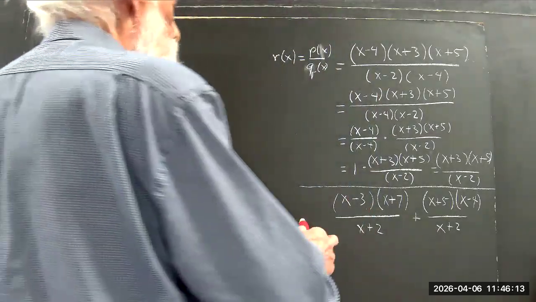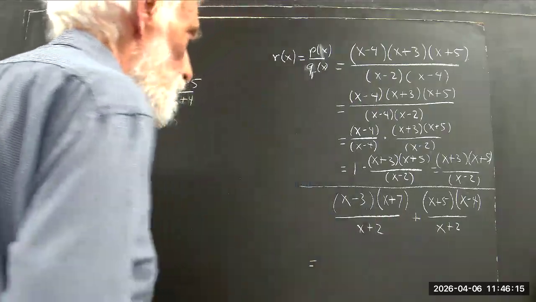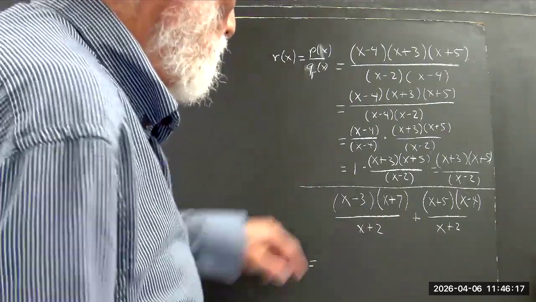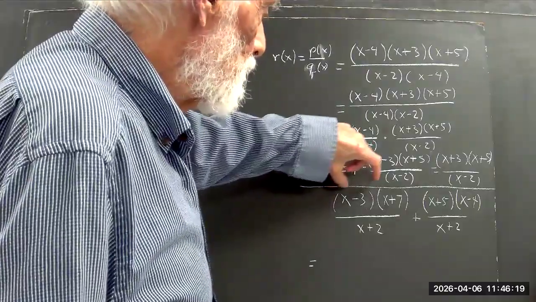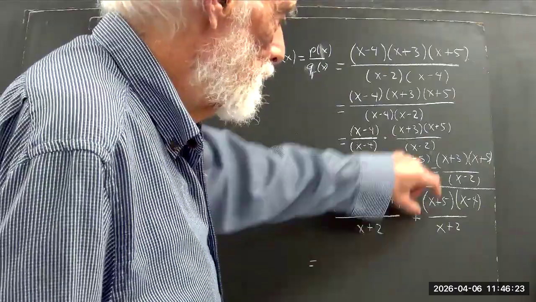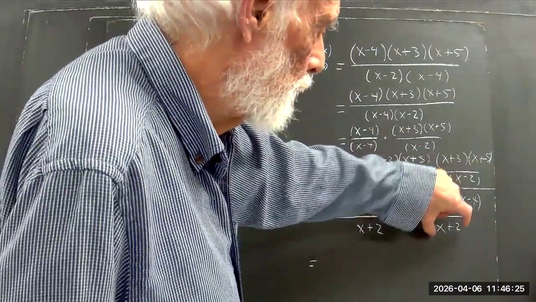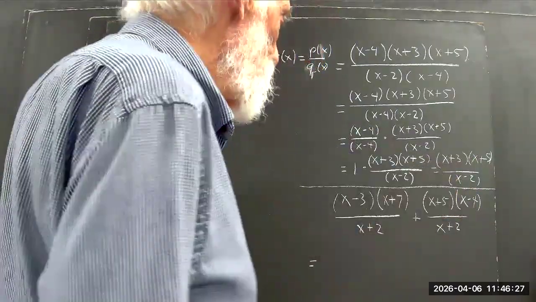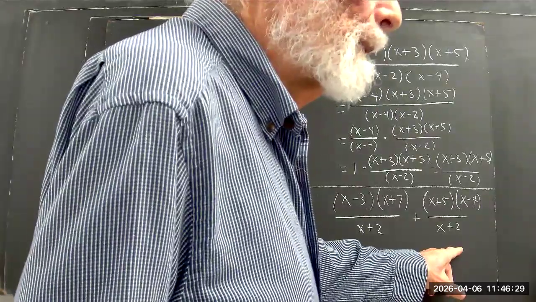Now, let's look at this one, which is fairly straightforward. We have x minus 3 times x plus 7 over x plus 2 added to x plus 5 times x minus 4 over x plus 2. The denominator is the same.